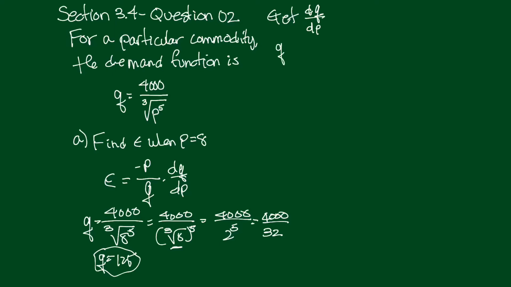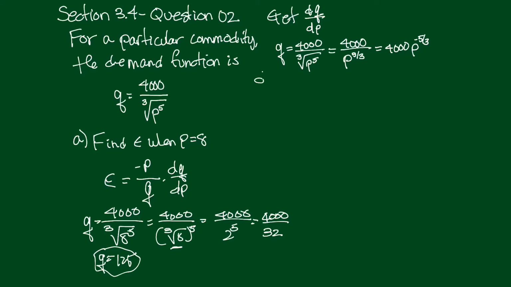So here's our Q. Our Q is 4,000 over cube root of P to the 5th, but our rules of exponents don't really have radicals in them, so let's just convert this to 4,000 P to the 5/3. Remember this index, little number in the corner, comes down as the denominator. And because the numerator is a constant, I'm just going to bring this up and write this as 4,000 P to the negative 5/3.